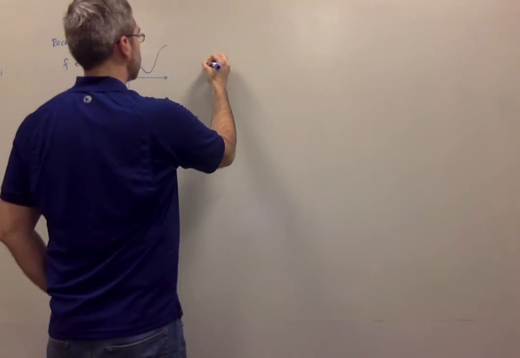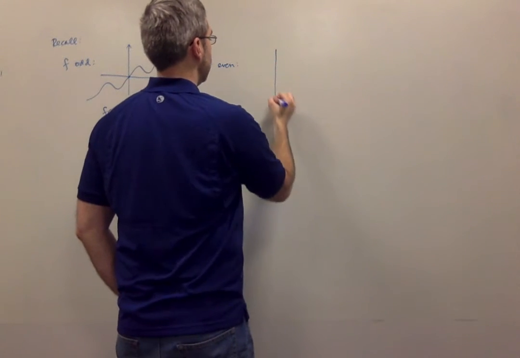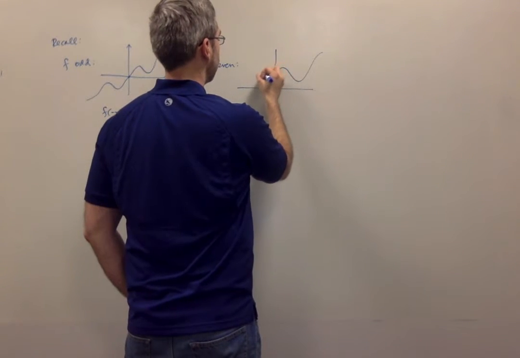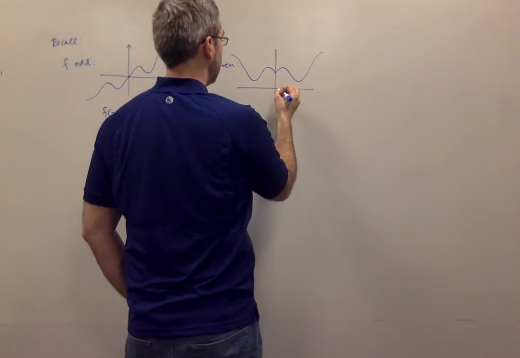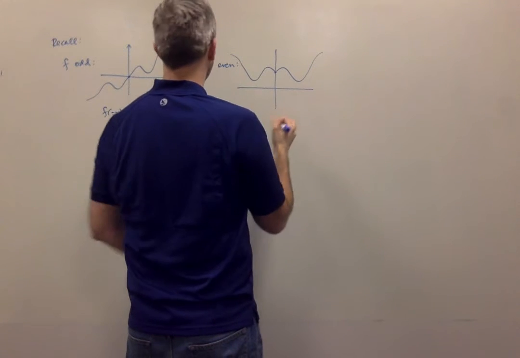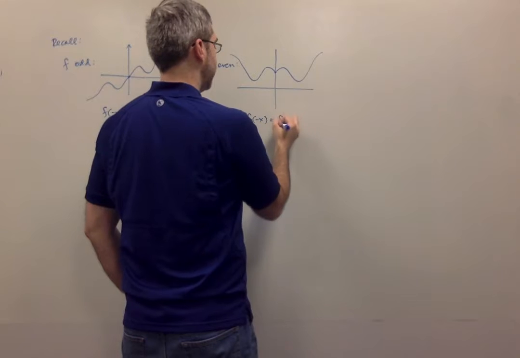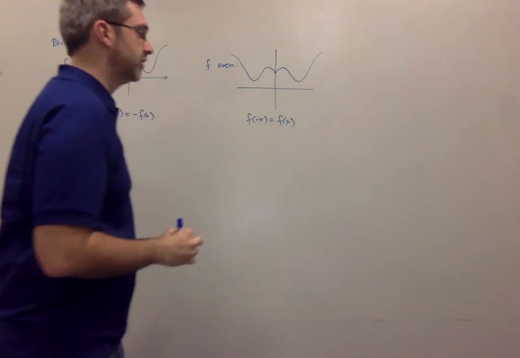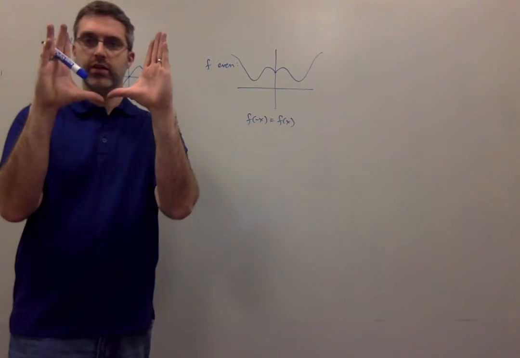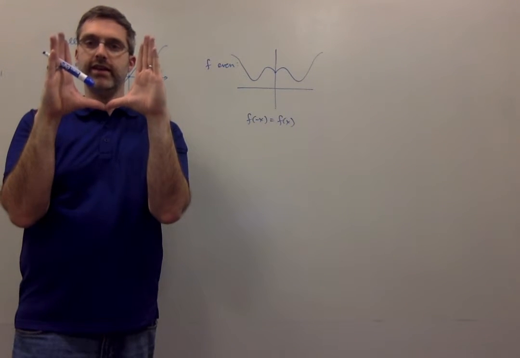Okay? If we are talking about an even function, that looks the same if we reflect it around the y-axis. So that's the visual. When you plug in negative x, it doesn't change the function. You get the original function back, and that's true for even powers of x, like x to the fourth. If you flip it around, it looks the same, and when you plug in negative x, you still just get x to the fourth.